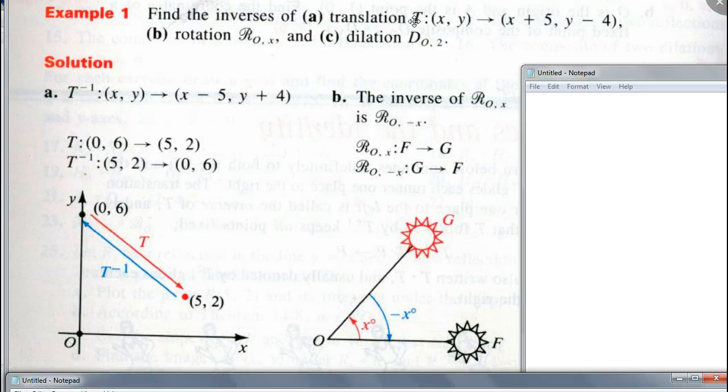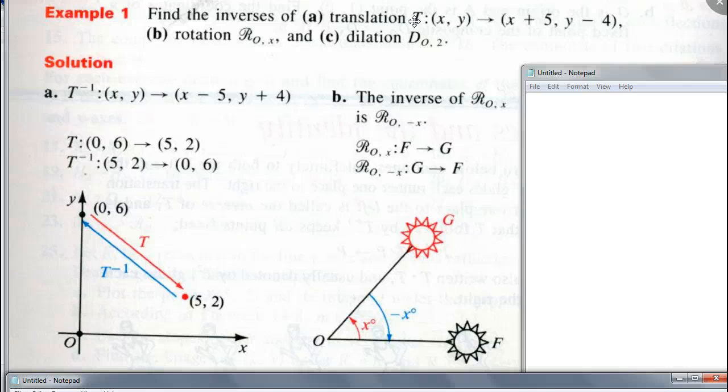Now I want you to take a look at the C. That's the kind of interesting one. Dilation of D with O and then 2, positive 2. So the K is 2. So dilation around O with K equals 2. What would the inverse be? This one's kind of interesting. I want you to all try this yourself. Now, may I give you a hint? Yes. I would actually draw this and see how this works out, okay?